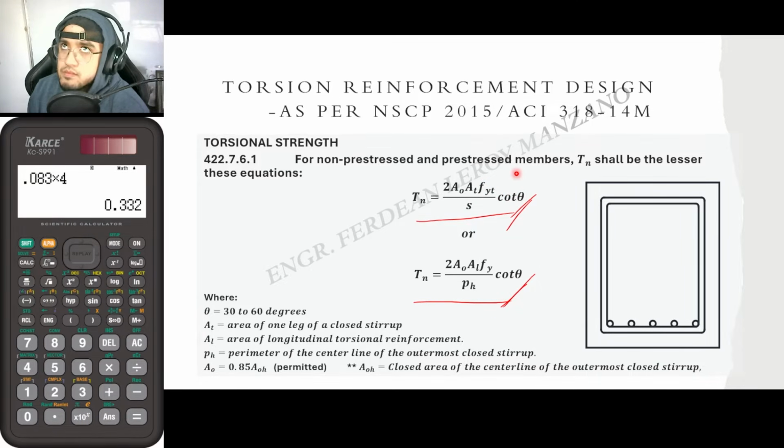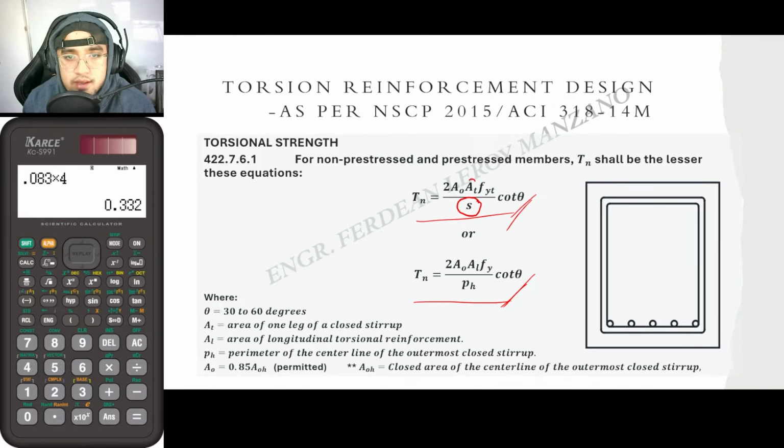So if you are solving for the required spacing of stirrups for torsion, then we would now be making use of this equation. Why? Because this is the only equation that has S in it. So if you are solving for the spacing, then you would be making use of that equation. Okay, so what are these variables?